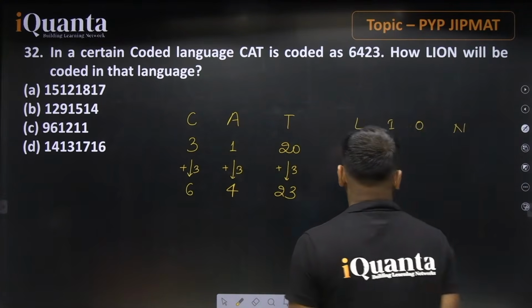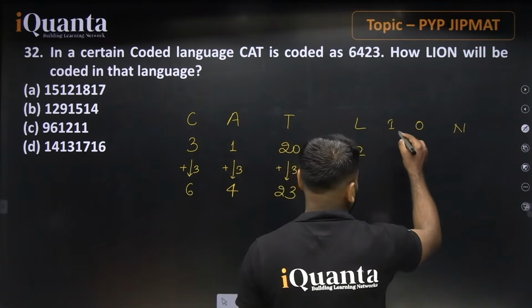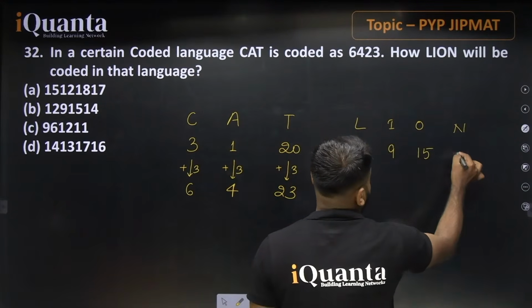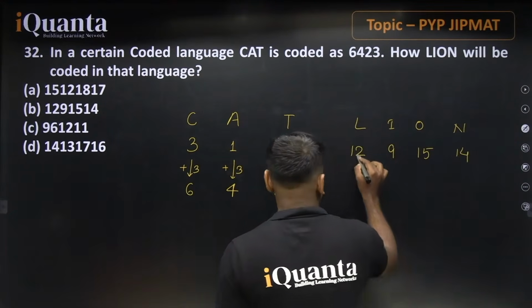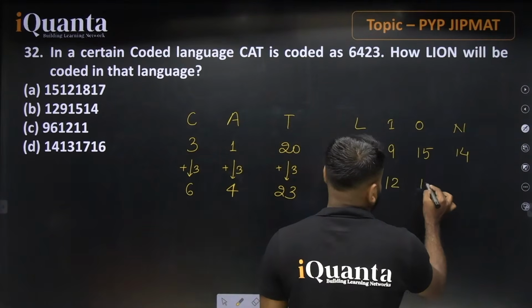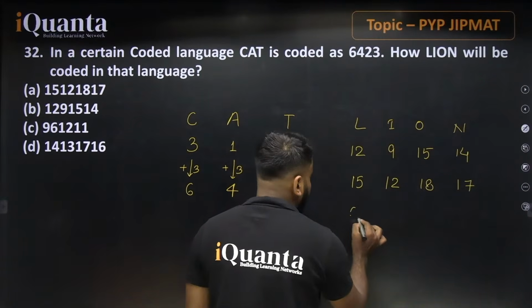L-I-O-N, Loin. Talking about this, L is at 12th place, I is at 9th place, O is at 15th place, N is at 14th place. 12 plus 3, that will be equals to 15. 9 plus 3, 12. 15 plus 3, 18. 14 plus 3, 17. Talking about this, here we have O.